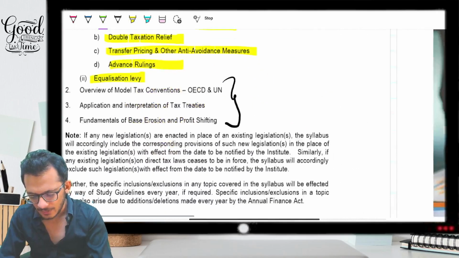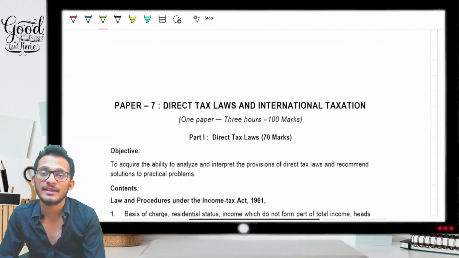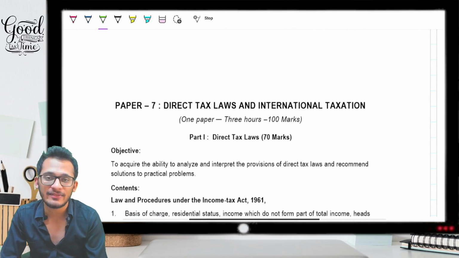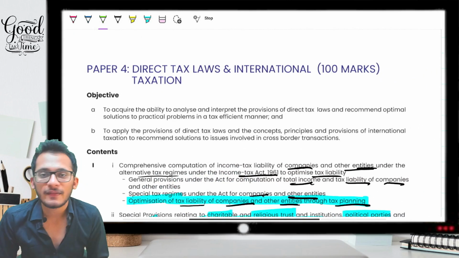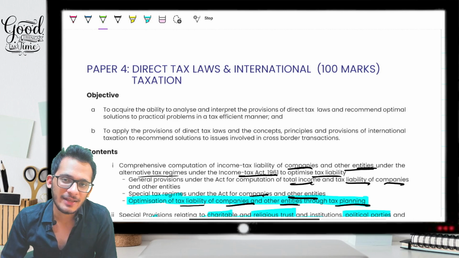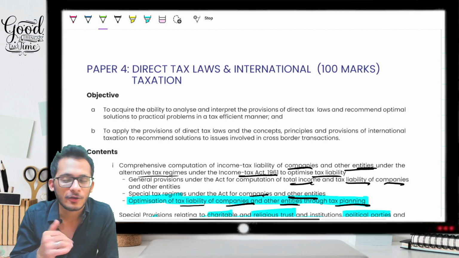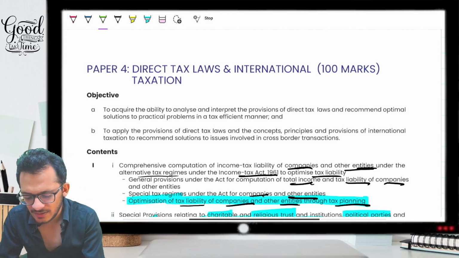And that's it. What other change do you notice? In your old syllabus, your direct taxation and international taxation was split 70 and 30, but in your new syllabus there is nothing clarified on that. Everything has become 100 marks, so you don't know whether it will be 30 marks or not in this new syllabus. It could be 25-75, it could be 80-20, it could be 60-40 also. They have the freedom right now to do whatever they want.